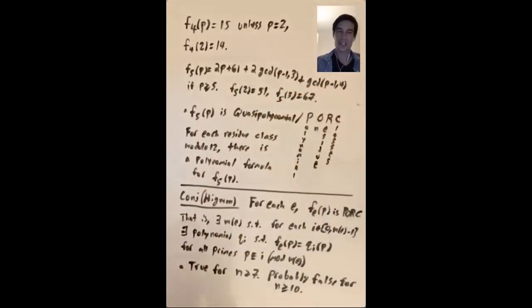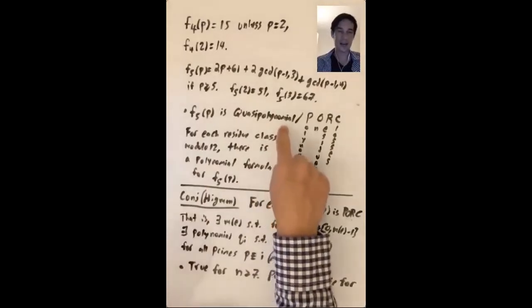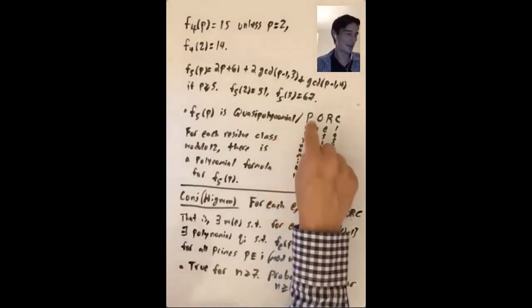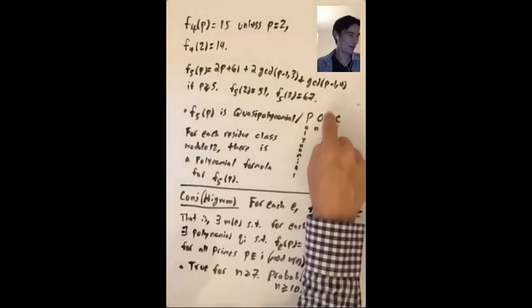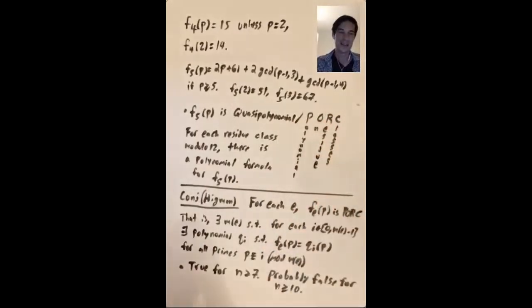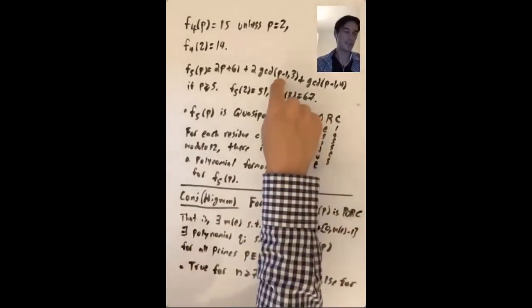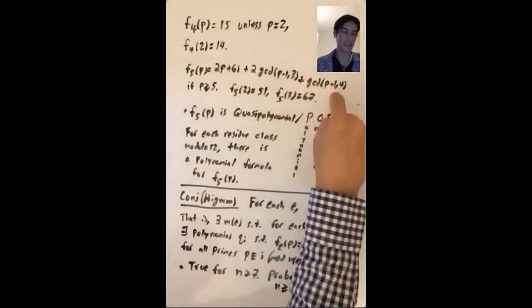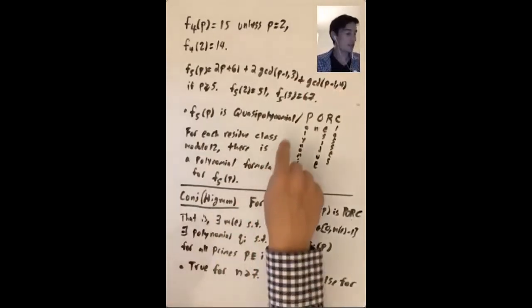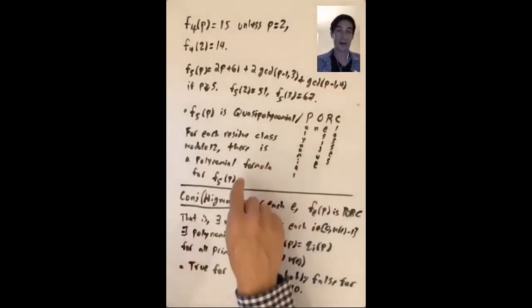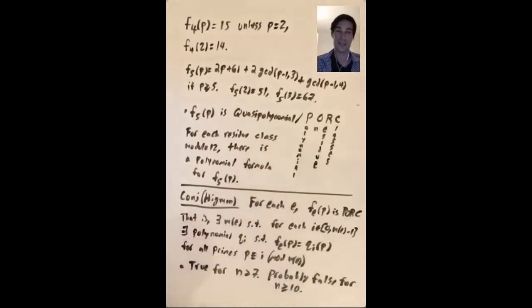So what kind of function is this? It's a quasi-polynomial function. This is sometimes called PORC, P-O-R-C. It's a polynomial on residue classes. Meaning, well, there's a special case when p is 1 mod 3. There's a special case when p is 1 mod 4. How do you tell if something's 1 mod 3 and or 1 mod 4? You can look at p mod 12. So for each residue class mod 12, there is a polynomial formula for f_5 of p.